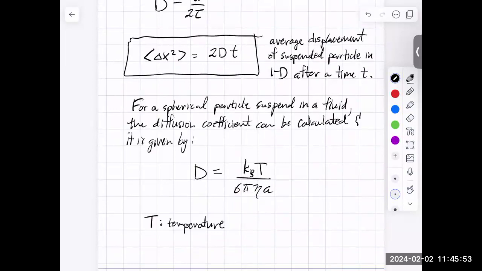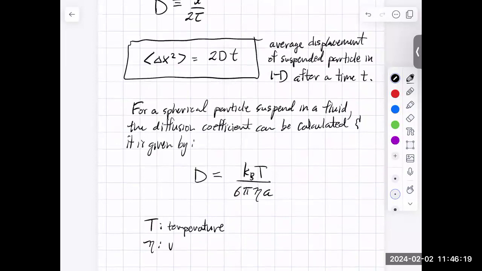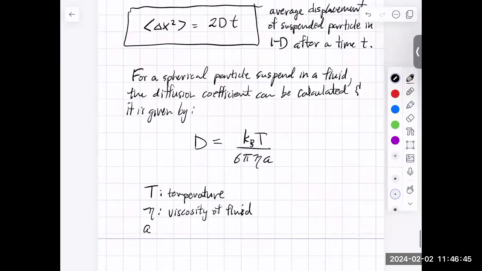The reason the temperature is relevant is that if we had a hotter fluid, then our little particle would have more thermal energy and it would be bouncing around a little more vigorously. It makes sense that T is in the numerator, because higher temperature means more thermal energy, and so the square of our displacement would grow. Eta is the viscosity of our fluid. It makes sense that it's in the denominator, because if we have a really viscous fluid, like a particle suspended in ketchup, it's not going to move around much compared to a fluid like alcohol, which is not very viscous. And A is the particle radius.